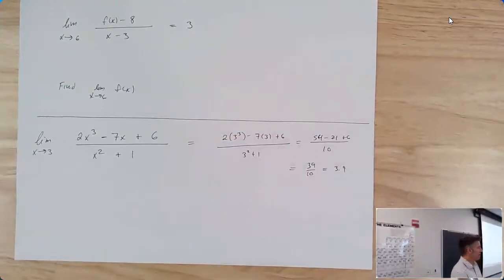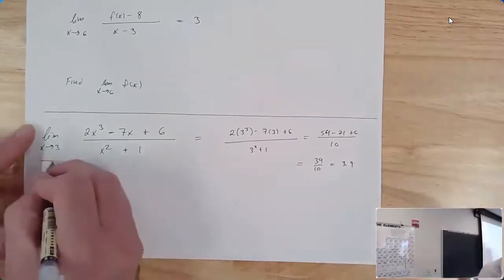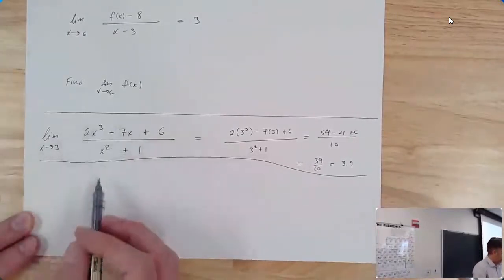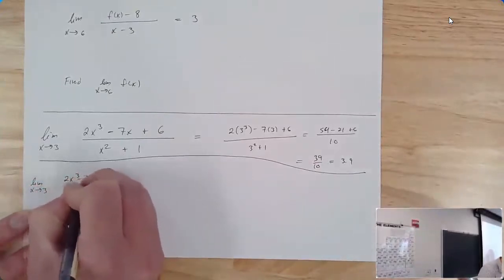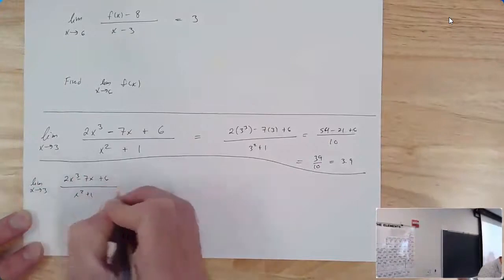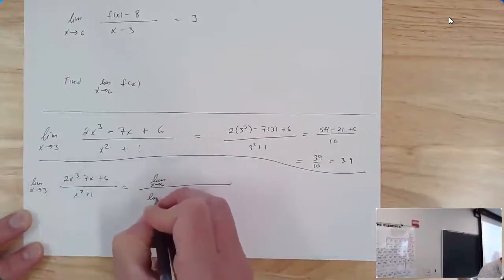Technically, I just used about 6 different limit rules to do that. I don't want you to ever use them unless you're specifically asked to, because it's a lot of stuff we're already doing internally, but not explicitly writing down. But let me show you the actual long process that we're doing. First step, the limit of a quotient is the quotient of the limits. Meaning if I have the limit as x goes to 3 of 2x cubed minus 7x plus 6 over x squared plus 1, it's equal to the limit of the top part over the limit of the bottom part.